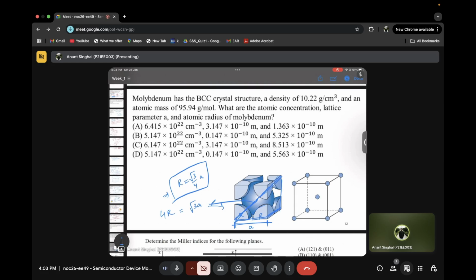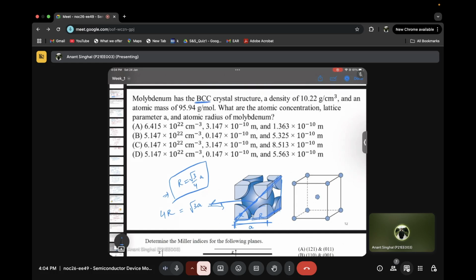Is it clear to everyone? Please let me know if there is any doubt. Is there any doubt in this, how we have calculated the a or R? If you don't have any doubt, then the question is straightforward now.